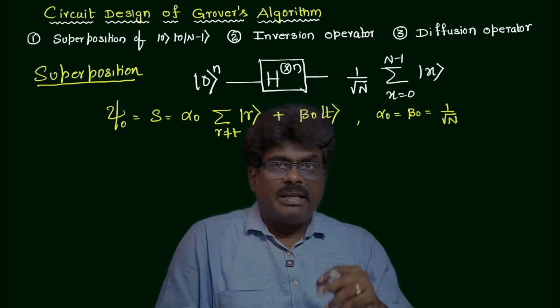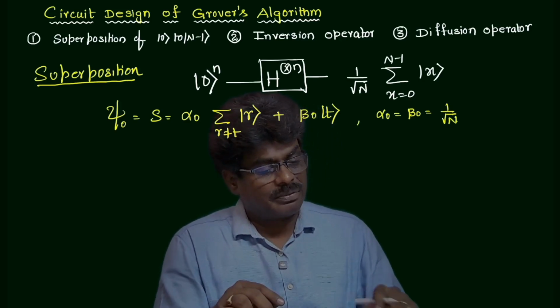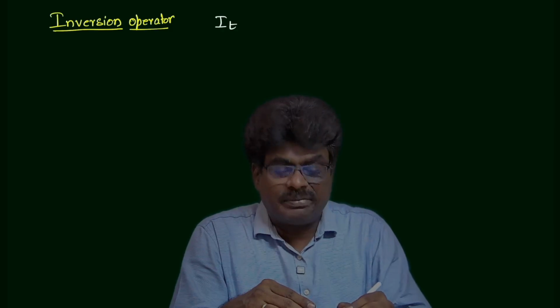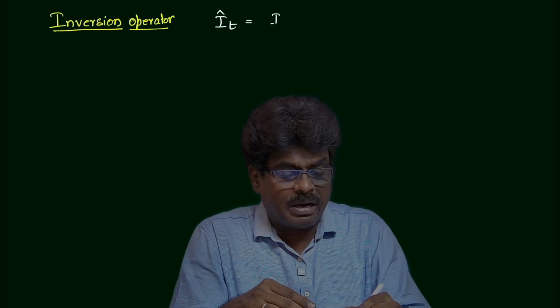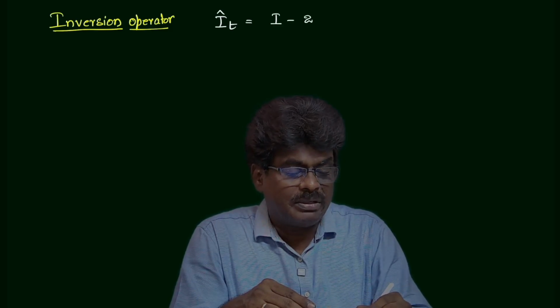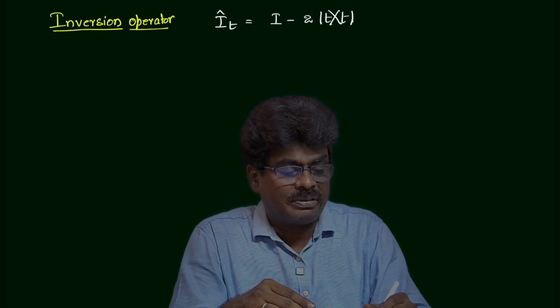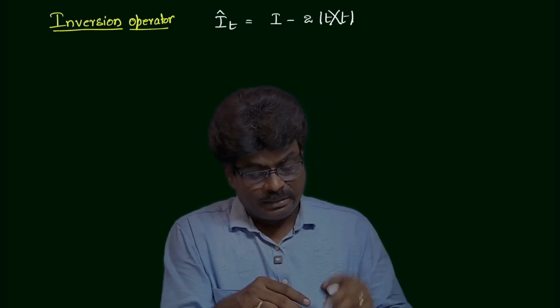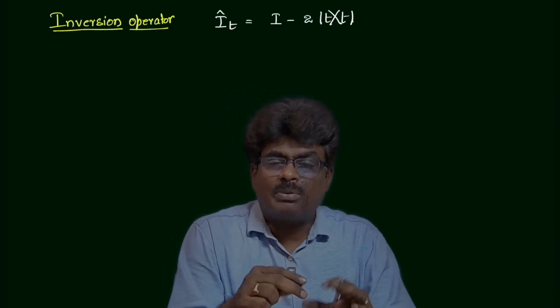That's it. And the next one is about the inversion operator. Okay, so what is this inversion operator? With the help of this operator, we can invert the amplitude of the target state. So the operator form is U_t for target. Okay, this is equal to I identity minus 2 into the outer product of t, the target state, outer product of the target state. That's it. And how to create this, how to construct the oracle?